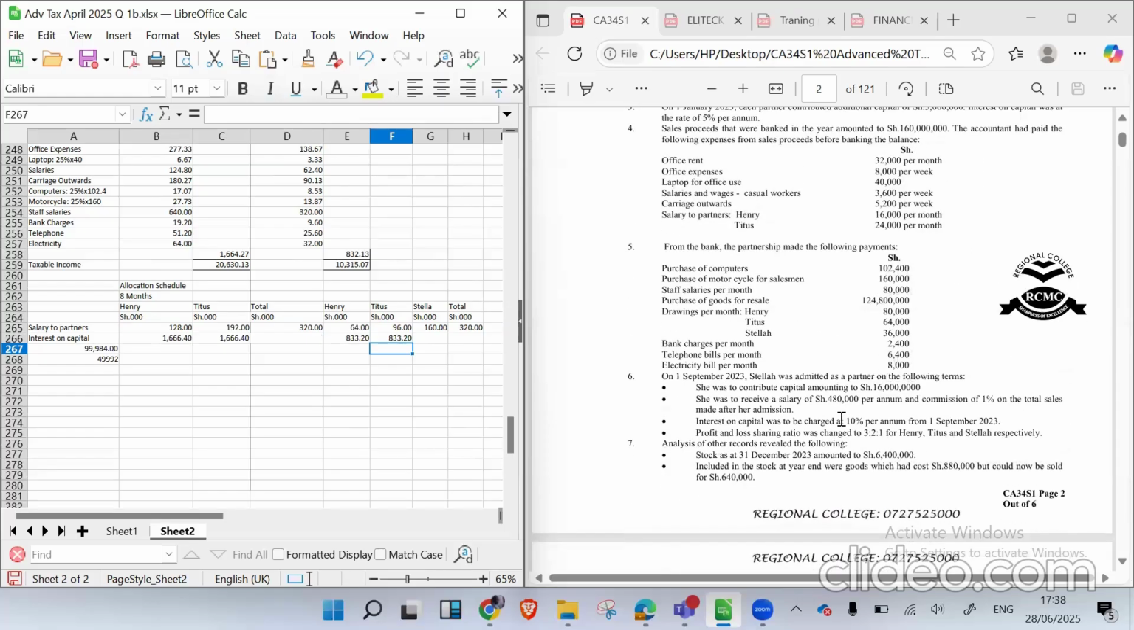Okay. Stella, how much did she bring? 16 million. And interest on capital was to be charged at 10% per annum. Let me see. Stella was admitted on the following terms. So interest on capital was to be charged at 10% per annum from 1st September. So meaning from 1st September, even here it was not 5%, it changed. Now it became 10%. Did you see that? For each person. Yes.